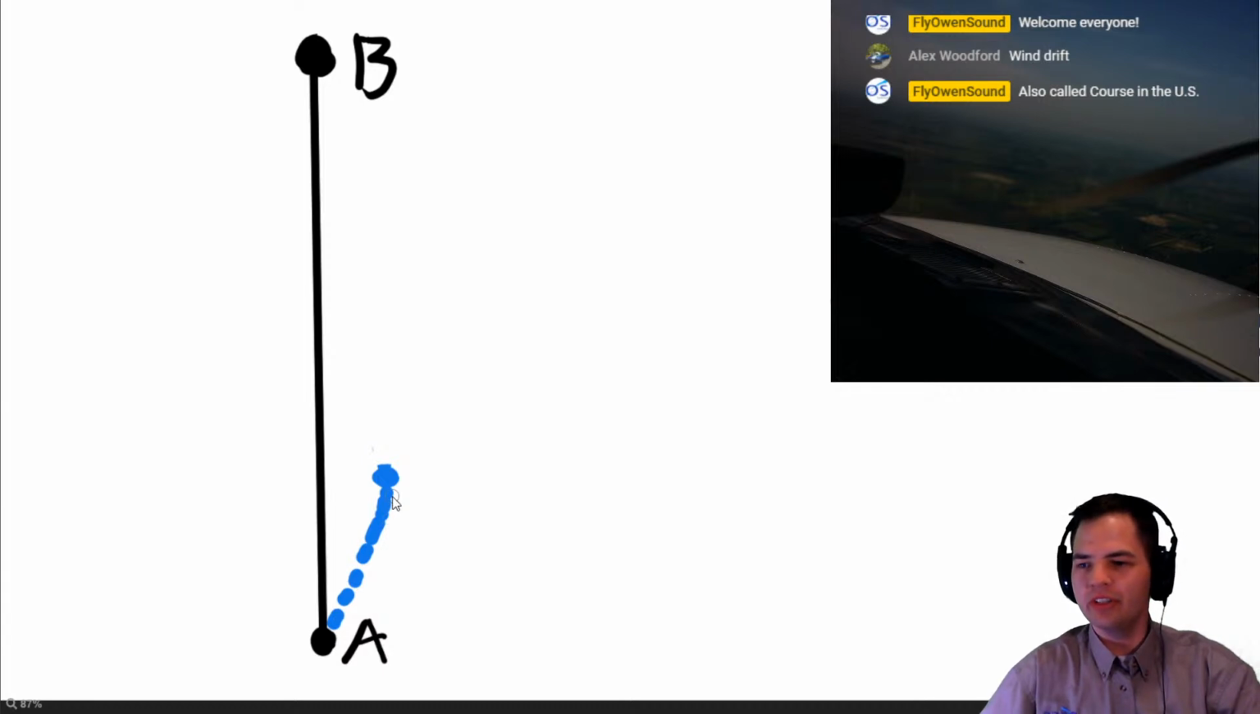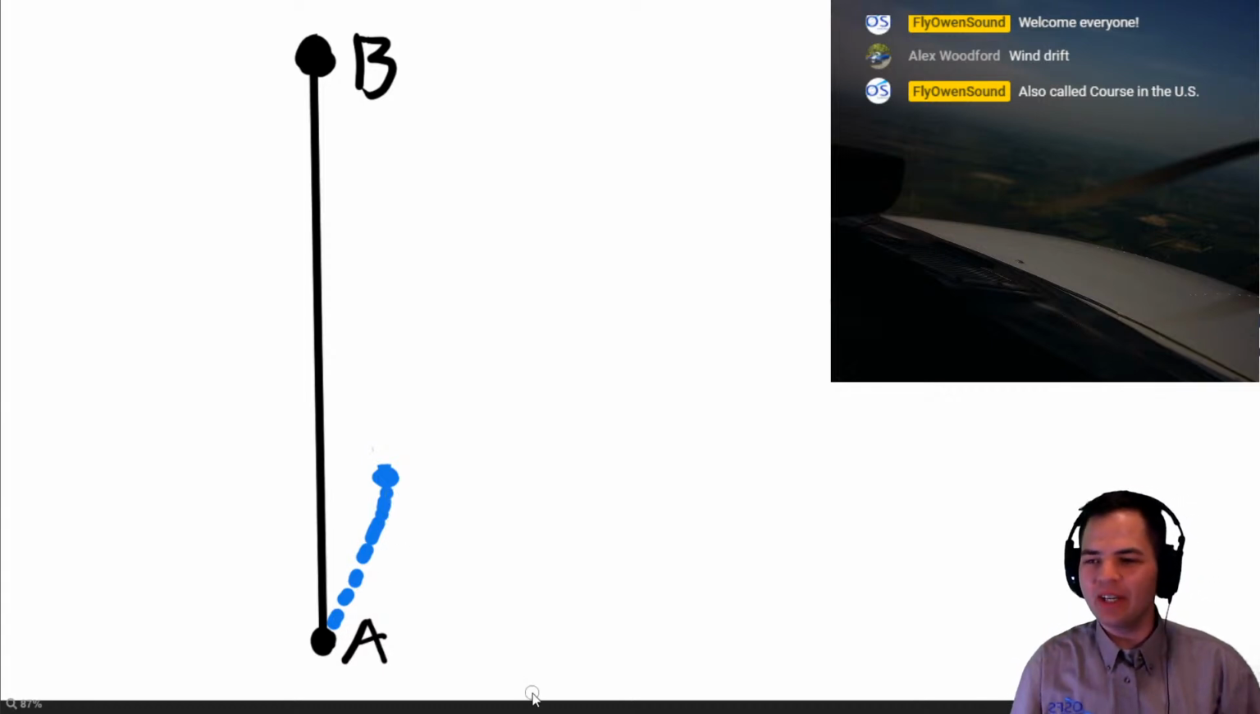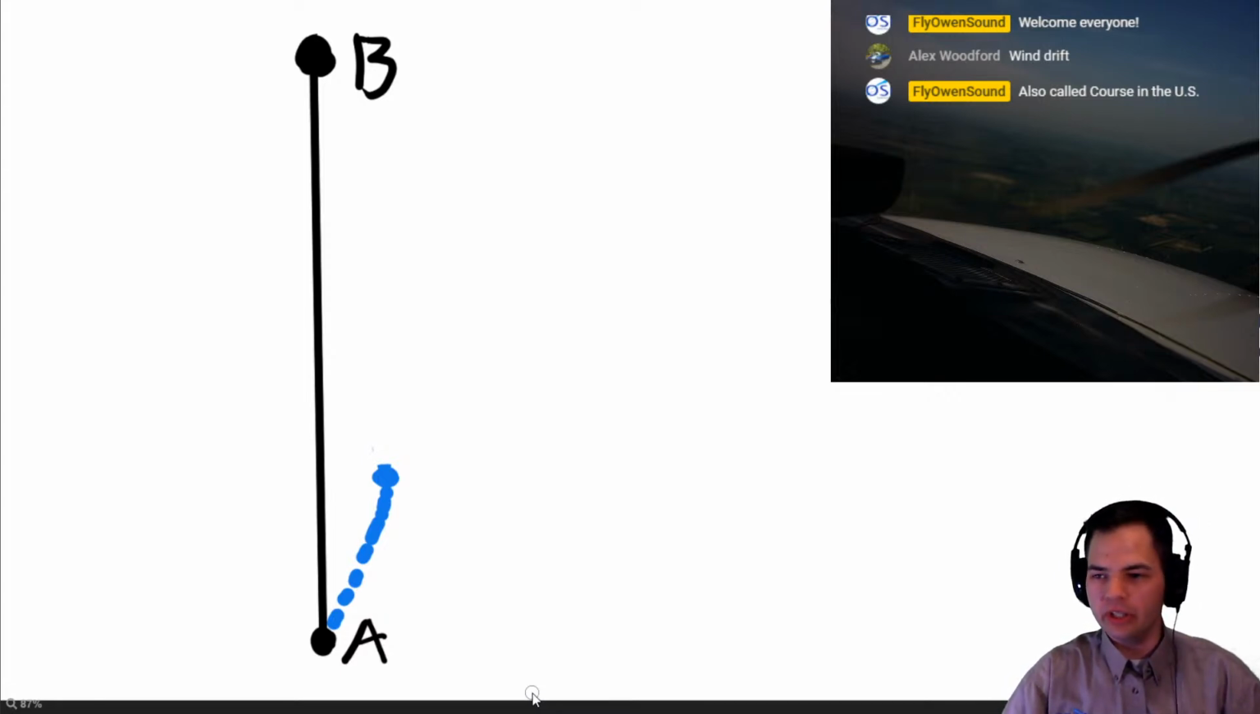The track made good is actually our track made bad. It's the line that we actually flew over the ground, our track made good, and so that would be this blue line here. And then track error is, of course, the angle between the two.